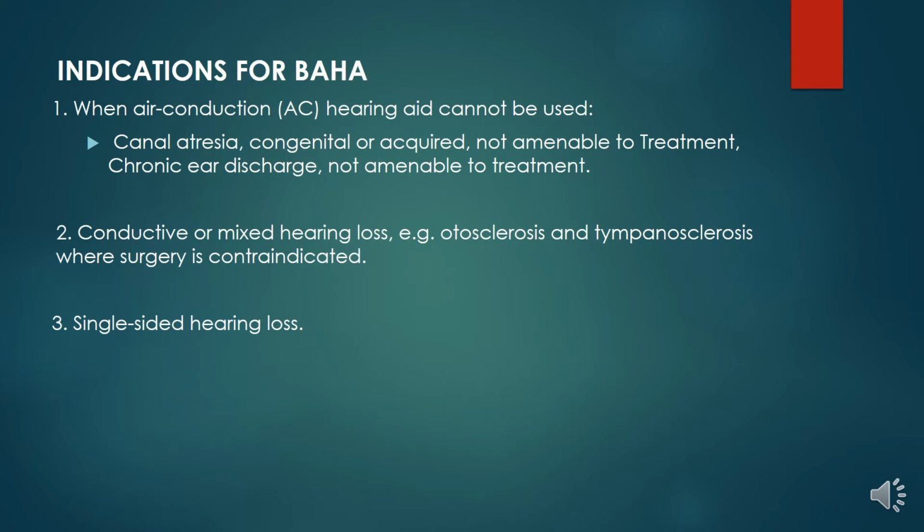Now what are the indications for BAHA? When an air conduction hearing aid cannot be used, as in canal atresia, congenital or acquired, not amenable to treatment, or chronic ear discharge, which is also not amenable to treatment. Second one, conductive or mixed hearing loss in cases of otosclerosis, tympanosclerosis, and only in those cases where surgery is contraindicated. Third one, it is single-sided hearing loss.